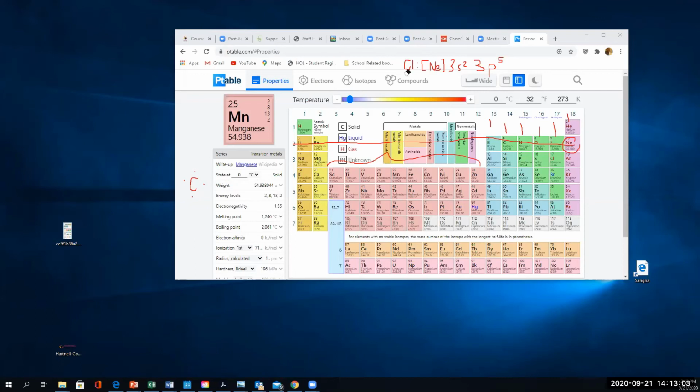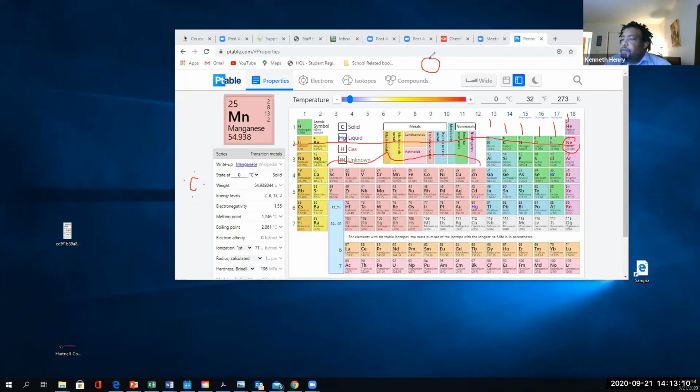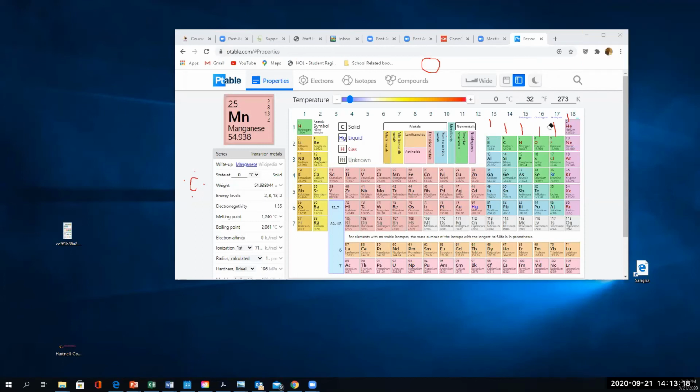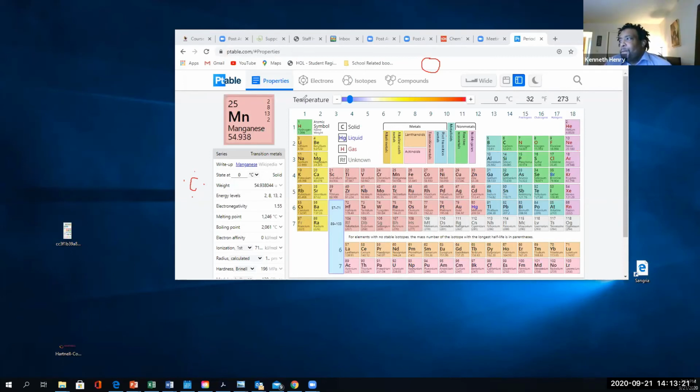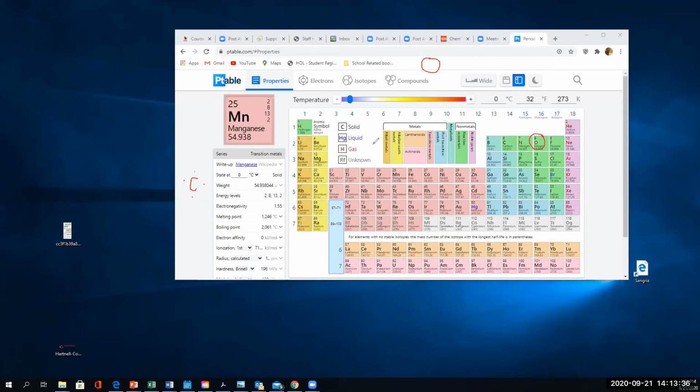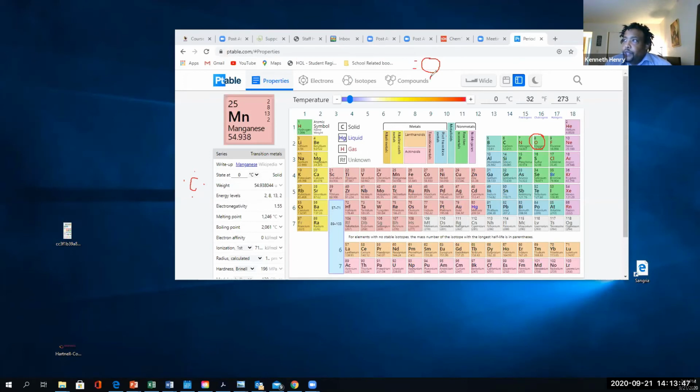So if I have oxygen, what would be the Lewis dot structure of oxygen? Where's oxygen located? You can give me the atomic number. 8. Okay. How many valence electrons does oxygen have? 6. So then that means I would put 6 dots around my oxygen. 1, 2, 3, 4, 5, 6. Piece of cake?